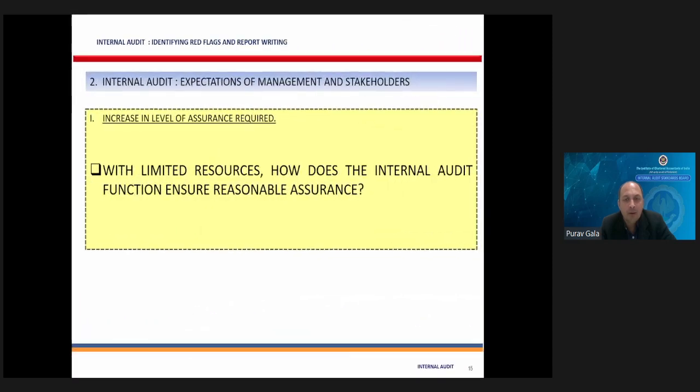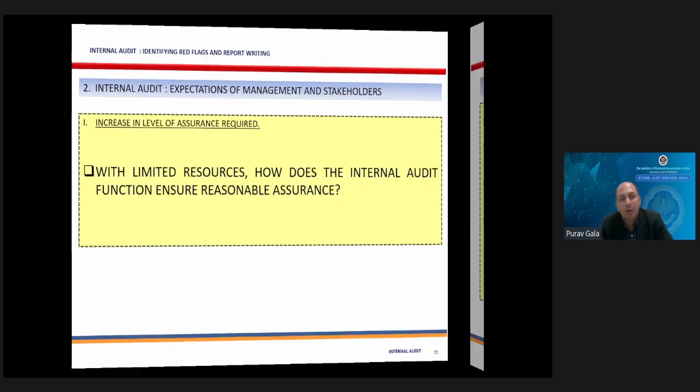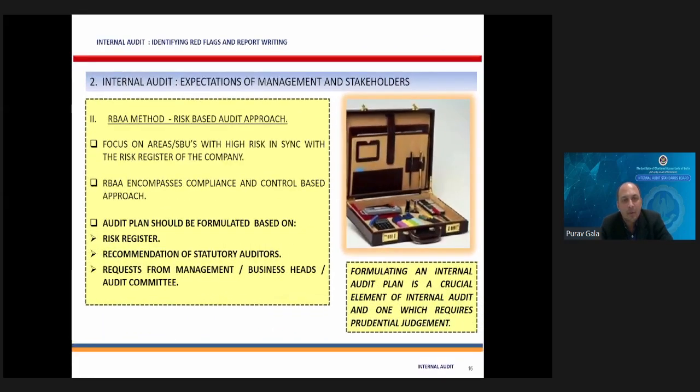With limited resources, how does any audit function ensure reasonable assurance? You have been given an assignment. Obviously, you will do your maths on costing. How are you going to do this audit with limited resources and provide reasonable assurance? That's why audit planning becomes very, very important. Technically speaking, a risk-based audit approach is what I have been following for donkey's years, and this is what I would recommend. It is in sync with best practices.